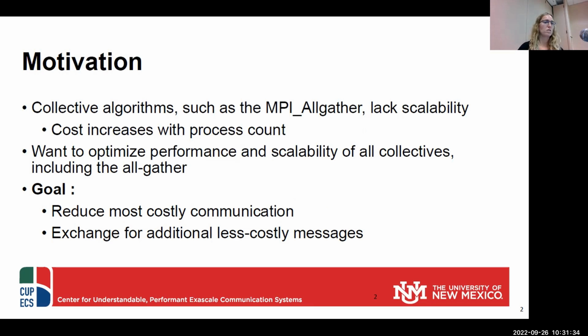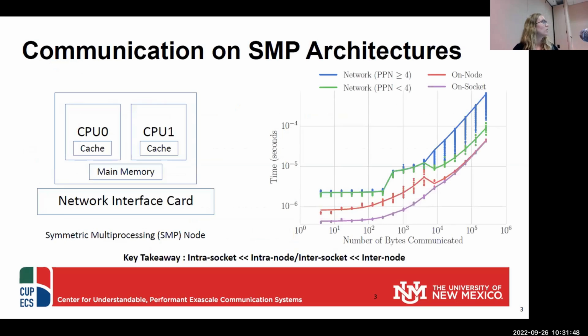So this is focused on the Allgather. The goal is to reduce the most costly communication and exchange that for additional communication that is less costly. So I'm going to go over just a bit about the performance of computers.